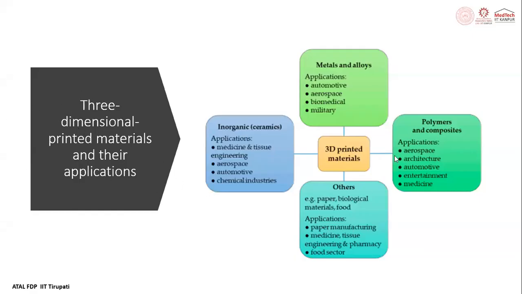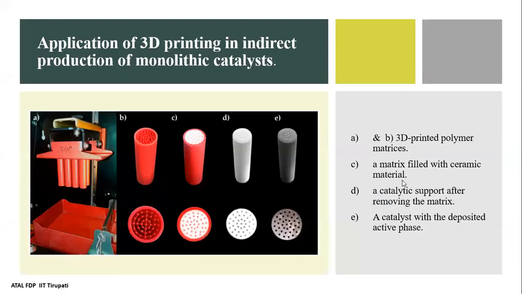So three-dimensional printing has various applications which we have already seen. These are some of the applications of 3D printing in indirect production of monolithic catalysts. You can see here all these things can be made, catalysts can be made. A and B are 3D printed polymer matrices. C is a matrix filled with ceramic. Now they remove the polymer and what they have is only ceramic. A catalyst support after removing the matrix is seen here. Then a catalyst with deposition of activated phase looks like this.